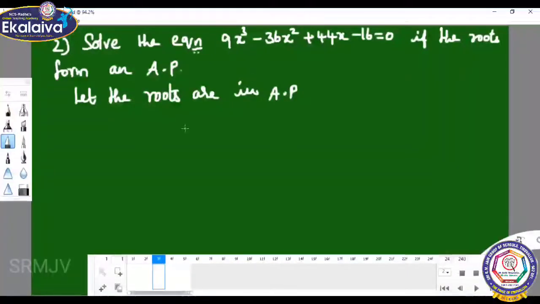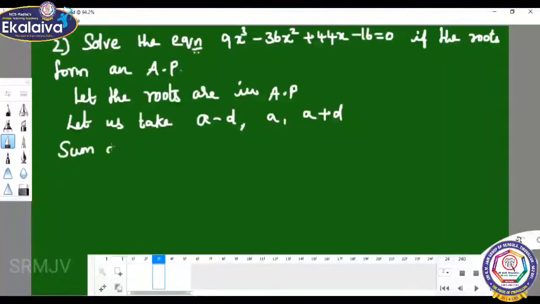Let the roots be in AP. Let us take the AP form: what is the formula? A minus D, comma, A plus D.